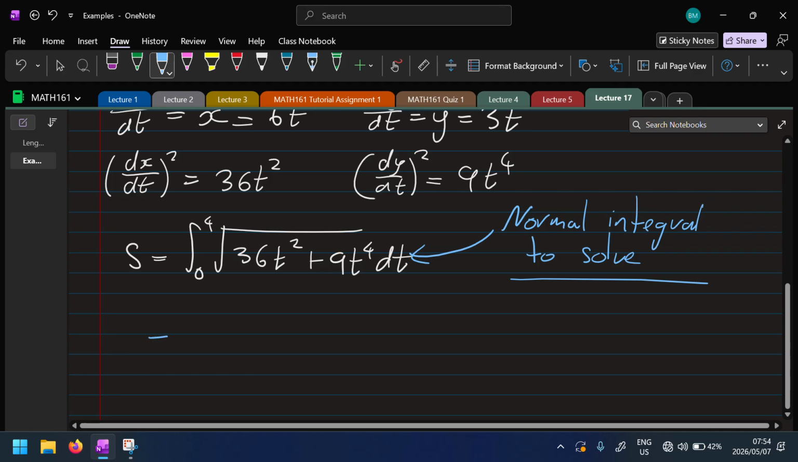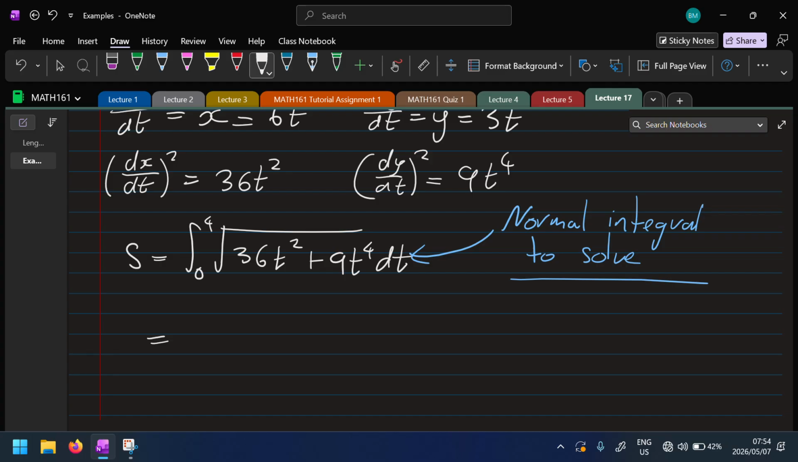So this will be, right, always try and make it simpler before you do your substitution. So if you can take out common factors, do that first. So here we have the integral from 0 to 4. We're taking out a 9t squared, so that will be a 3t on the outside. And then on the inside, we're left with 4 from the first one, and for the second one, just a t squared. Much simpler now on the inside.